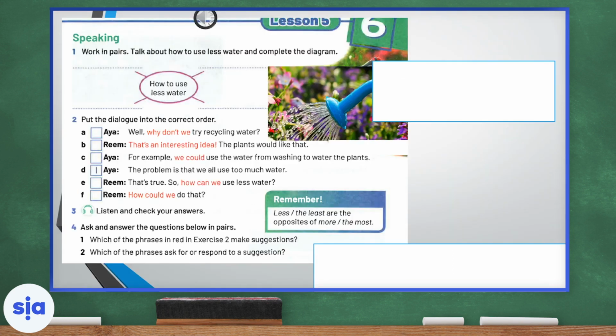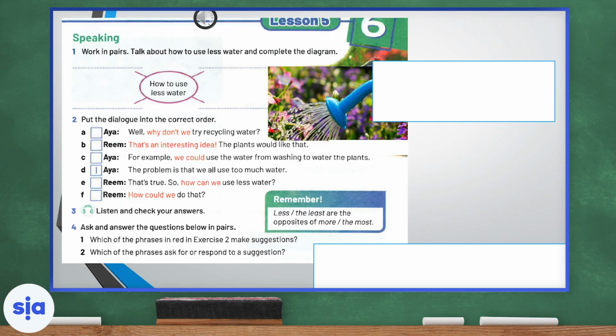Now we're going to work in pairs to talk about how to use less water and then complete the diagram. How can we use less water? Think of ways we can save water. Now let's talk about a country such as Japan that recycles water. They have special ways where they can reuse the water that they already used once. Let's check together. How can we use less water?